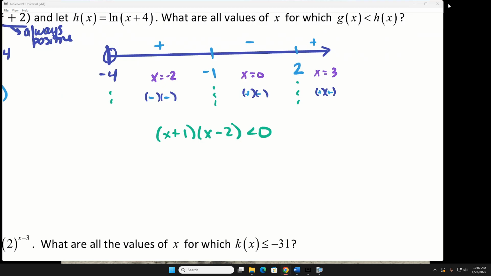All right, and this time we wanted negative. So there is one solution region, and it's going to be between -1 and 2. So all those values are going to make g less than h.